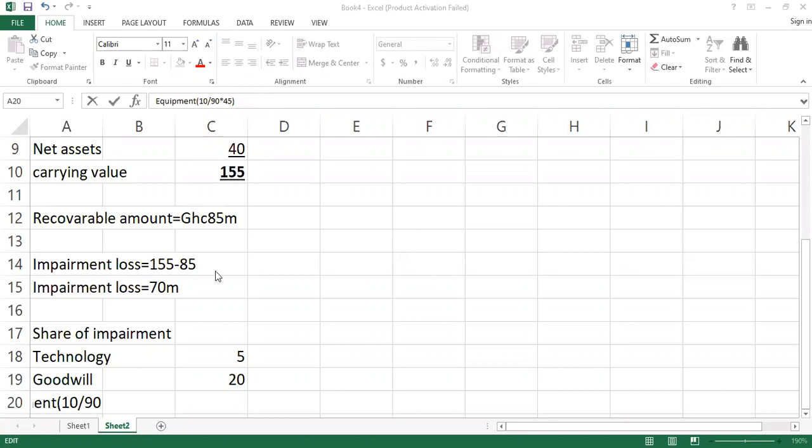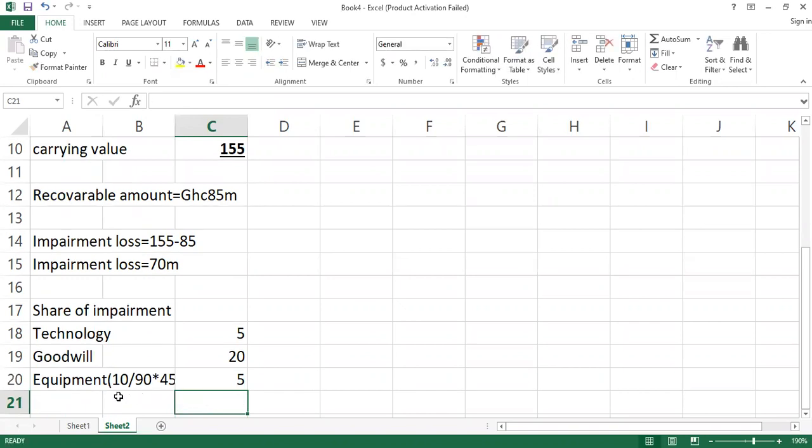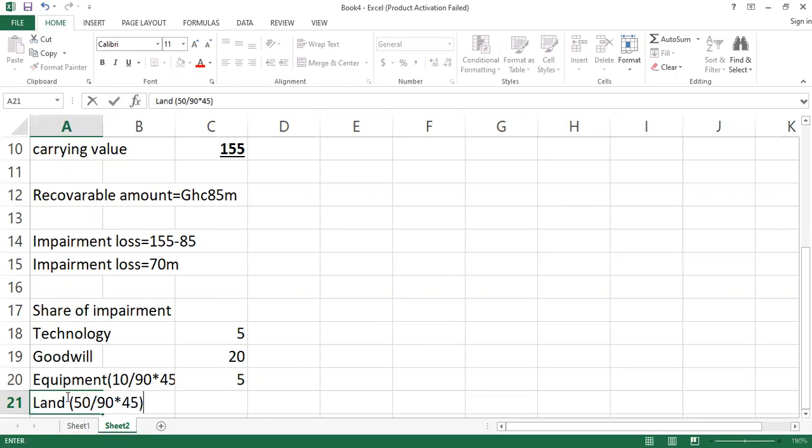All right. So what will be the answer? 10 over 90 times 45. How much are we getting for equipment? 5. Okay. Then building. Building is the next one, on land. Land will be, what will be their figure? 50 over 90 times 45. How much are we getting? 25. Okay.